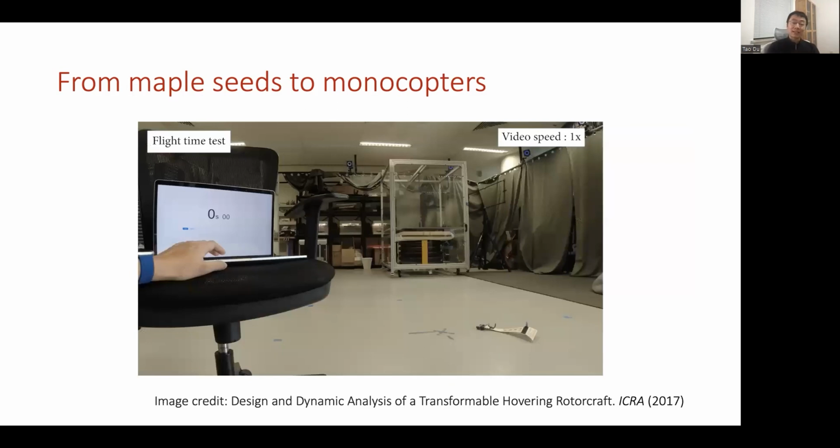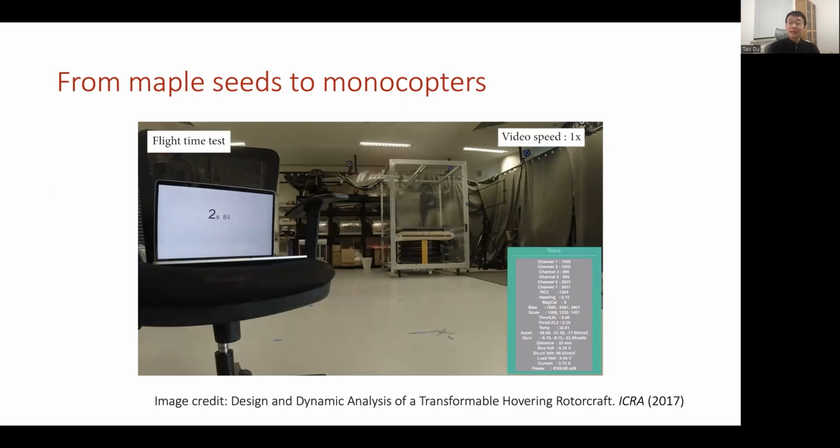In fact, this has inspired scientists and mechanical engineers to come up with an interesting aerial vehicle design known as a monocopter. A monocopter has only one propeller and one large wing. It is a very asymmetrical design, but it flies, and it flies reasonably well. So let's take a look.